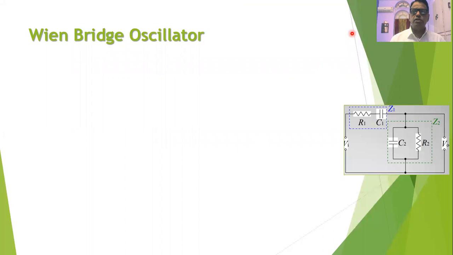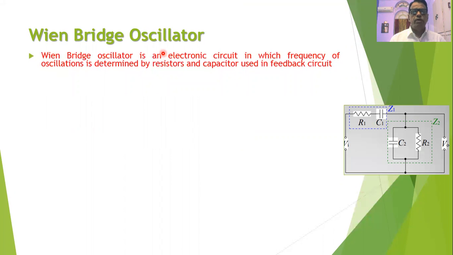So let us start the session with the question, what do we mean by Wien bridge oscillator. Wien bridge oscillator is an electronic circuit in which the frequency of oscillations is determined by the feedback circuit. The feedback circuit used consists of resistors and capacitors, and therefore the resistors and capacitors used in the feedback circuit will decide the frequency of oscillations.